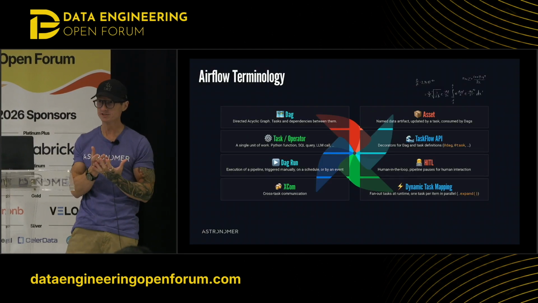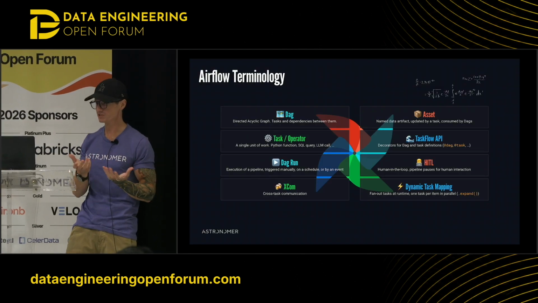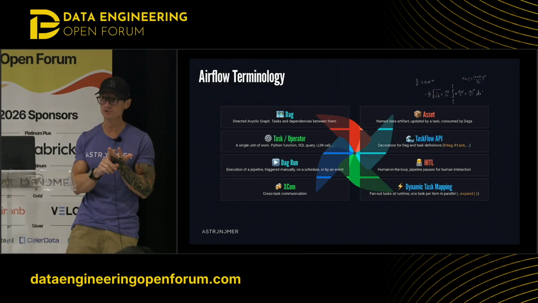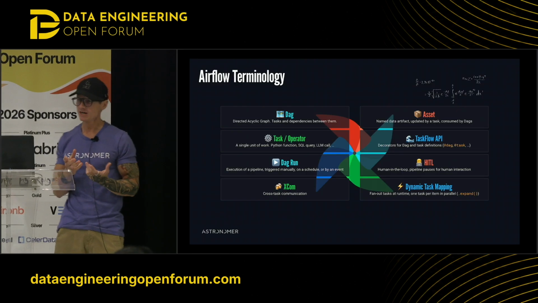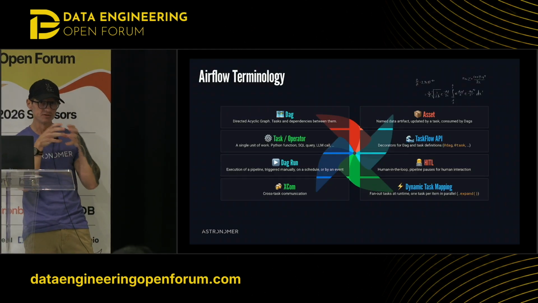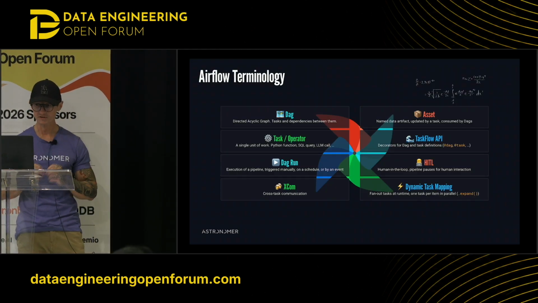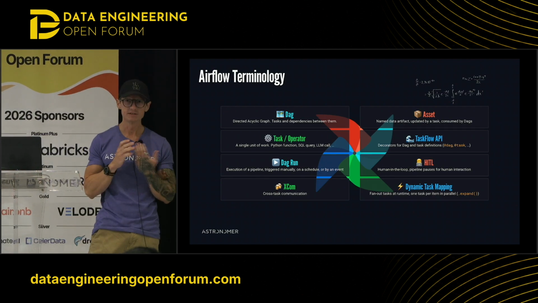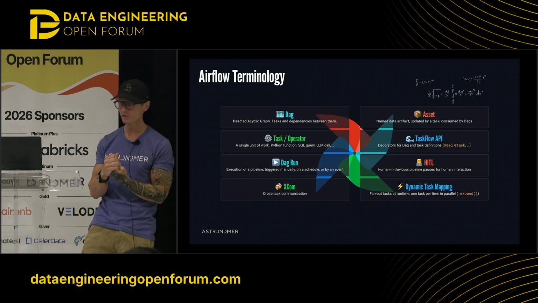An operator is a blueprint for a specific thing you want to do, like for instance, running Python code or executing an SQL query. The task is the instance of that, so the concrete usage of one of these operators. A DAG run is the execution of a pipeline. XCom is the communication between tasks.